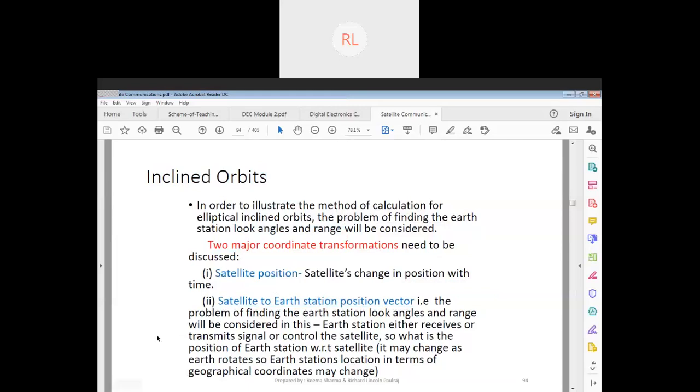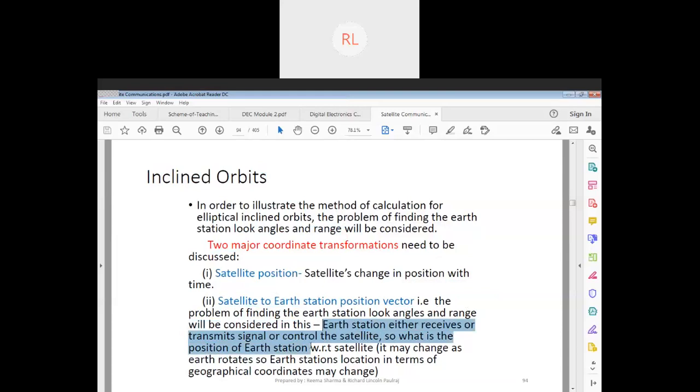Now there are two main important things here, two major coordinate transformations. Number one is your satellite position. How is the satellite positioned? In what position is it? Just like how we have coordinates here, we have to pinpoint the position of a satellite.